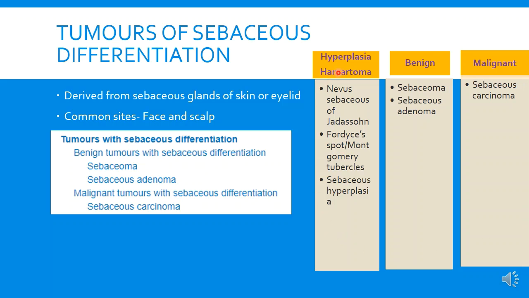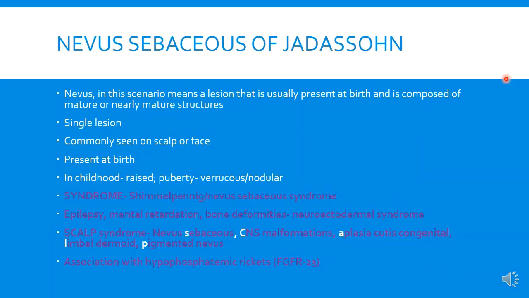Under hyperplasia or hamartoma, we have this unique entity, nevus sebaceous of Jadassohn, and sebaceous hyperplasia. Fordyce spots or Montgomery tubercles are just ectopic sebaceous glands, and these are self-limiting, and they do not require much treatment, or they just need reassurance. And among the benign tumors, we have sebaceoma, sebaceous adenoma, and among the malignant tumors, there is just one entity, sebaceous carcinoma.